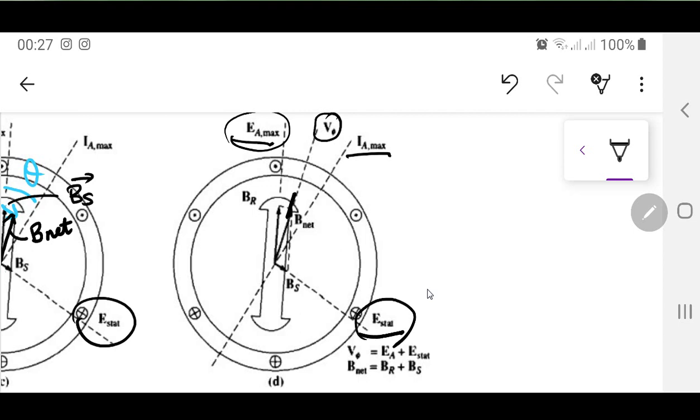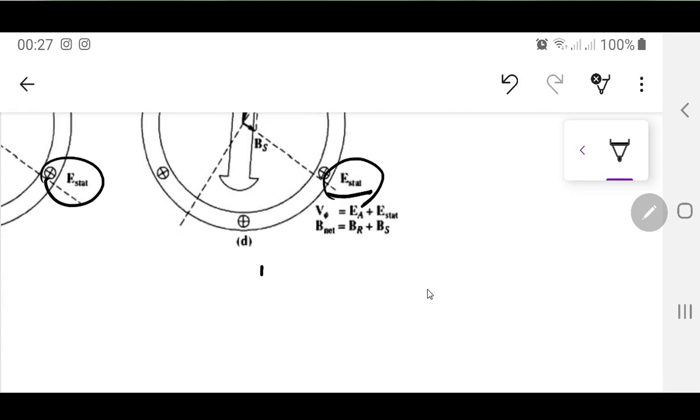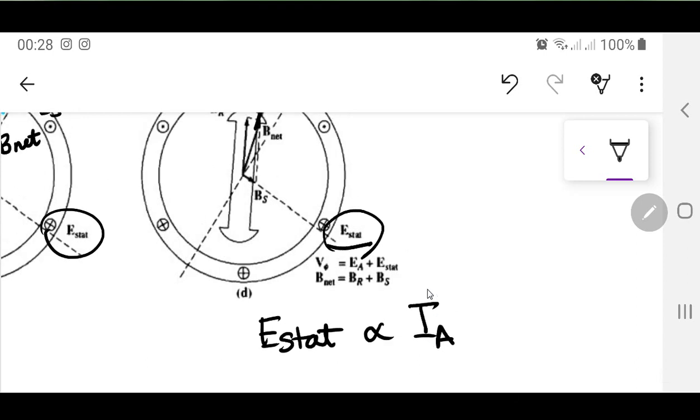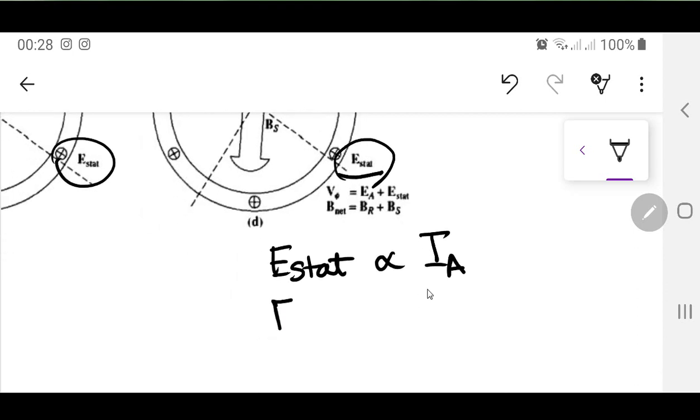But how are you going to model it still? Let me go through it mathematically over there. Now when we are talking about this E stat, what is this E stat? Is this E stat proportional to IA? What is IA? IA is the phase current over there. So if current is more, yes, certainly BS would be more. When BS would be more, E stat would be more. And can you tell me what is the E stat over here and what is its orientation?